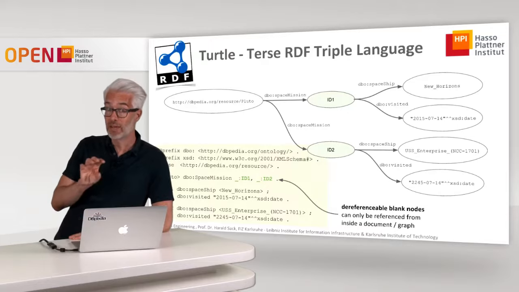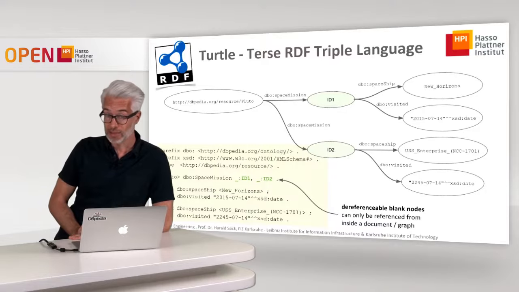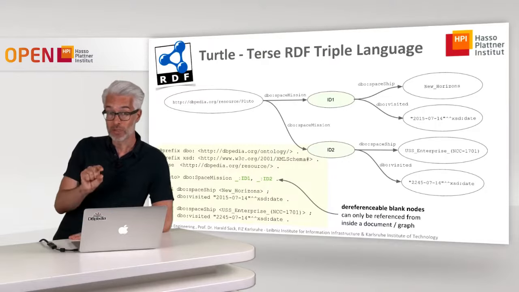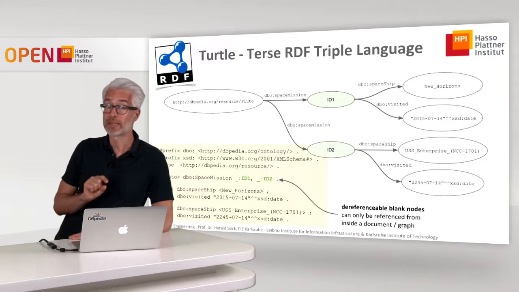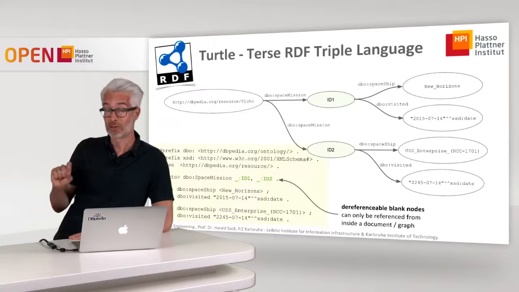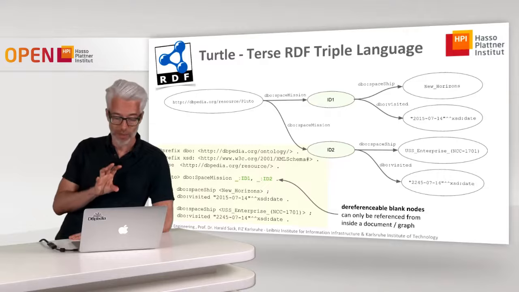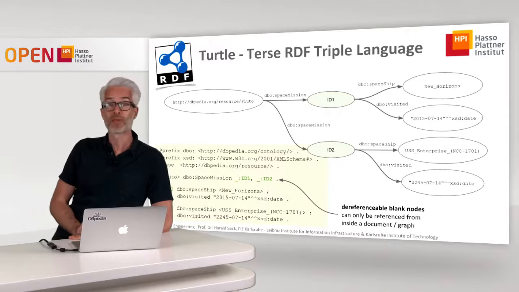I can define there a unique ID which is used exactly for this node, but this is not a URI. The point is, then this node can later be referenced within the same document, but it cannot be referenced from outside. So this is not a World Wide Web URI identifier. This is only for within the document. So let's have a look here at the Turtle document we have here.